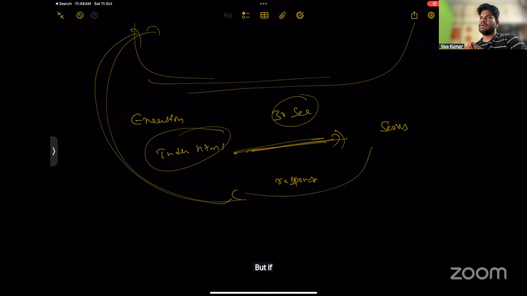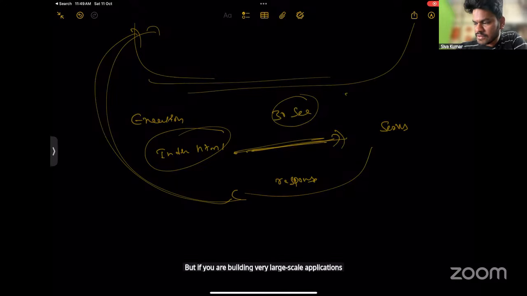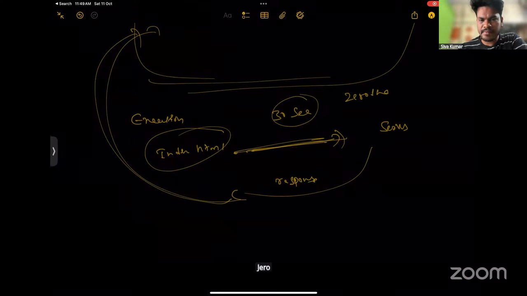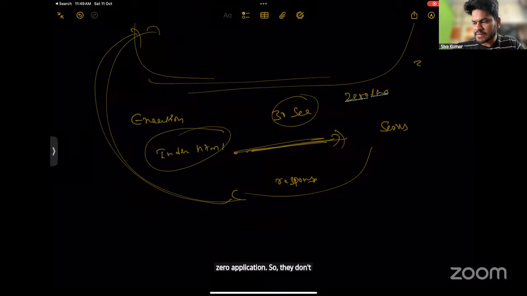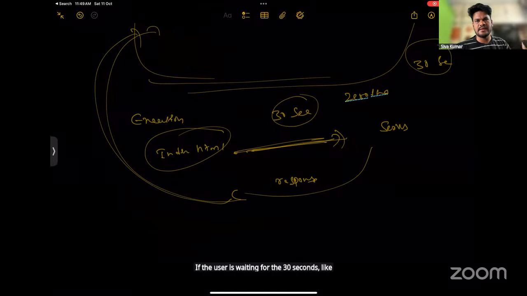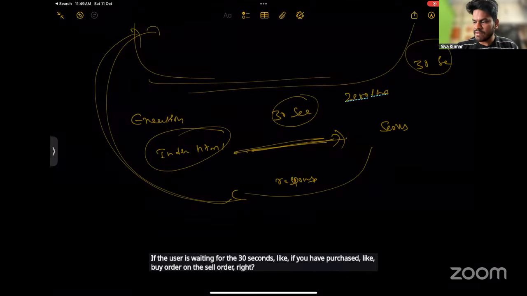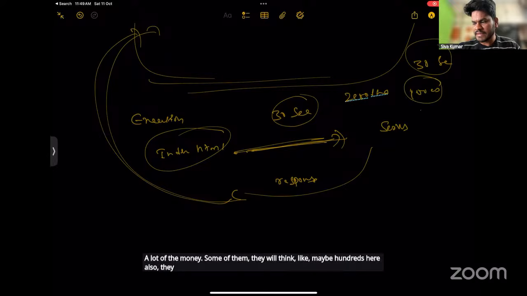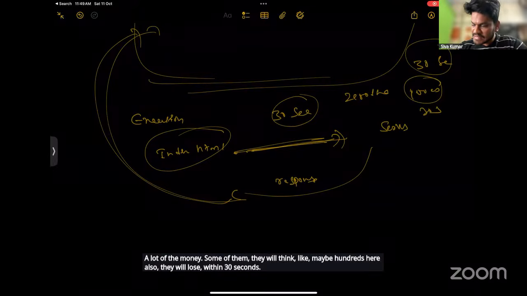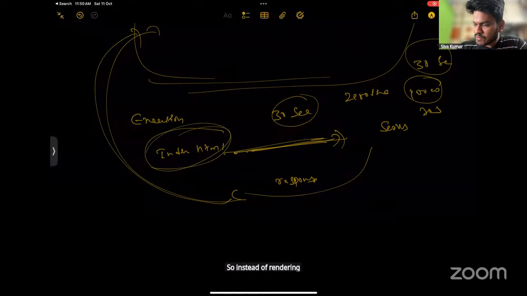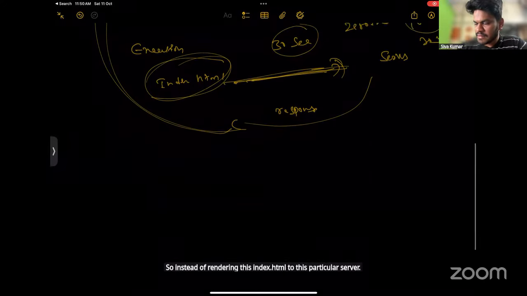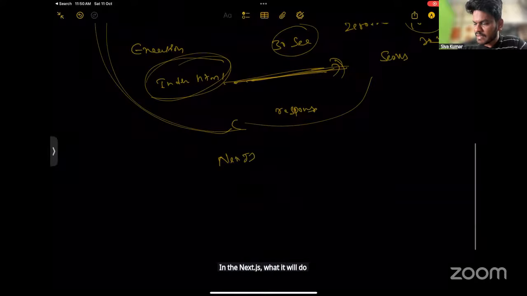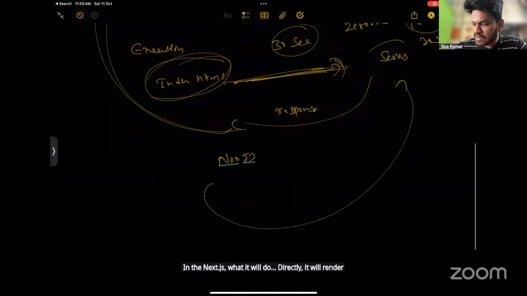But if you are building a very large scale application, that is called a zero-latency application, right? They don't wait for 30 seconds. If the user is waiting for 30 seconds, like if you have placed a buy order and a sell order, they will lose a lot of money, maybe hundreds, within 30 seconds. So instead of rendering this index.html through the server, in Next.js it will directly render on the server itself.